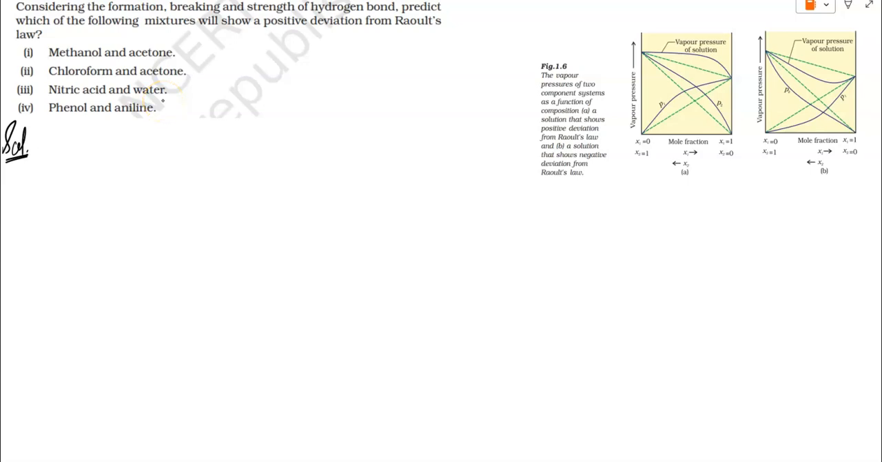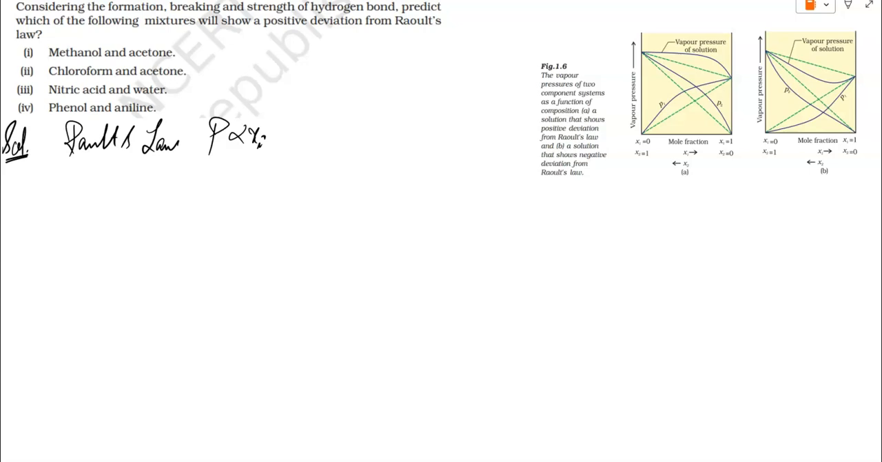Consider the formation, breaking and strength of hydrogen bond. Predict which of the following mixture will show a positive deviation from Raoult's law. Now, to understand this question, we should have the idea about Raoult's law, which is basically the relation of the partial pressure with its mole fraction.